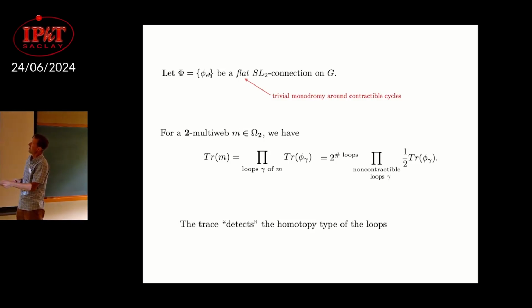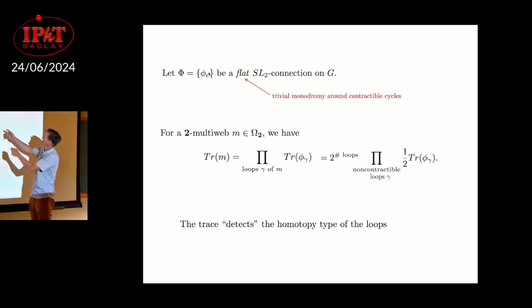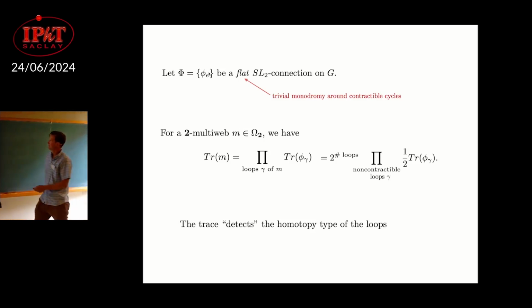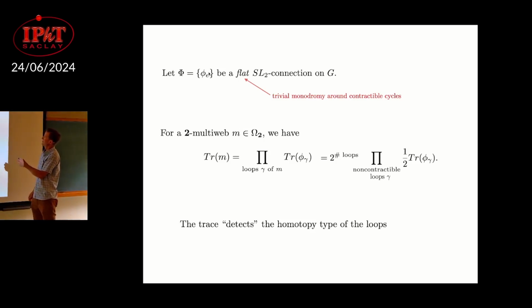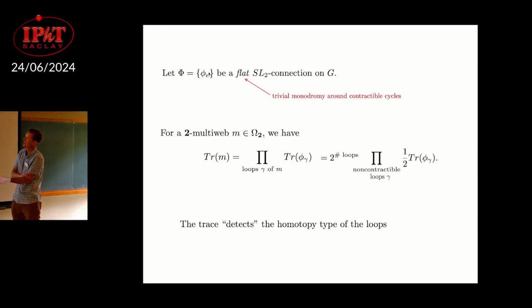In that case, the trace of a configuration is 2 to the number of loops, but for every non-contractible loop, every loop which surrounds one or more punctures, I won't get the identity map, I'll get the trace of the monodromy. Well, it's 1/2 because I already put 2 for the number of loops, but then you get this extra variable that you can play with, which is the monodromy around those punctures. So essentially the multiweb trace can be used to detect the homotopy type of the loops because we have these extra variables to play with.